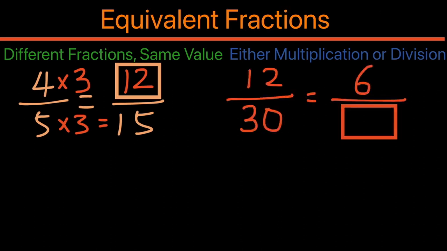Now what about this one? It's asking for the denominator value and giving you the numerator value. So 12 over 30 equals 6 over what number? So for an example like this, we will find out the numerator is divided by 2 to reach 6. So we need to do the same in the denominator. 30 divided by 2, and the answer is 15.